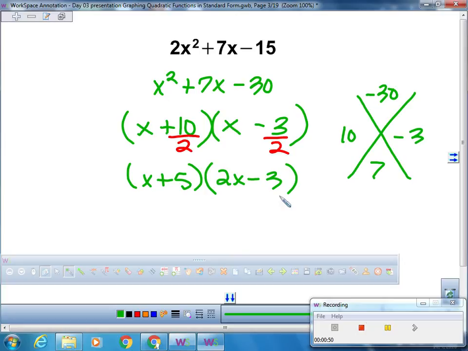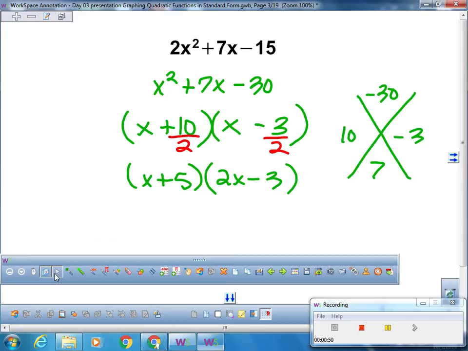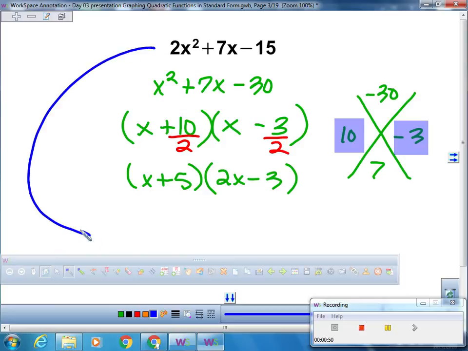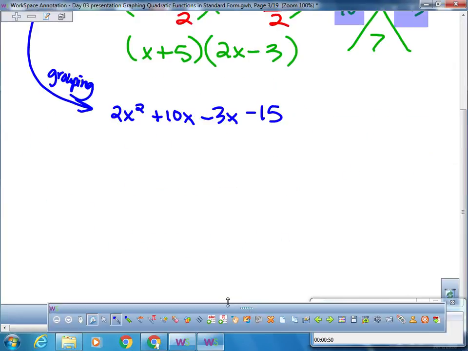So right here, this is where we're at. So factoring by grouping, I would still use these two numbers, right? I'm going to do the factoring by grouping with blue. I would still use these two numbers. Grouping would be, so we're going to take this down here. This is called the bottoms up method, by the way. So factoring by grouping would be 2x squared plus, now instead of using 7x, I'm going to use my 10x minus 3x minus 15.